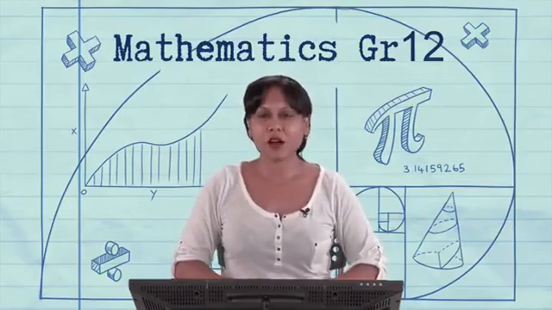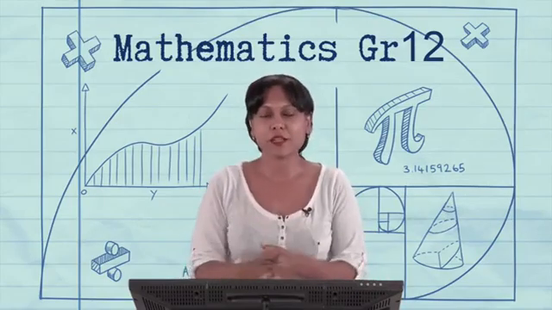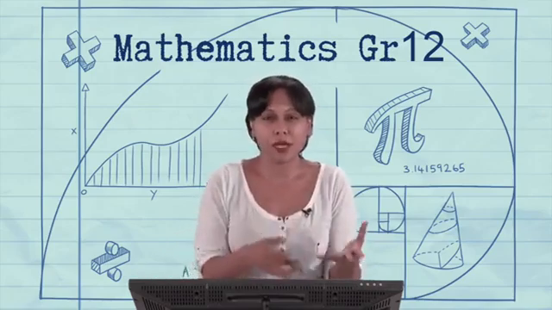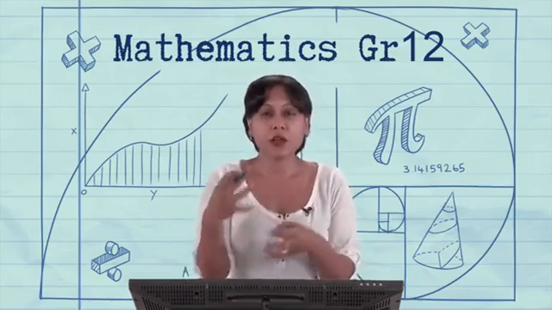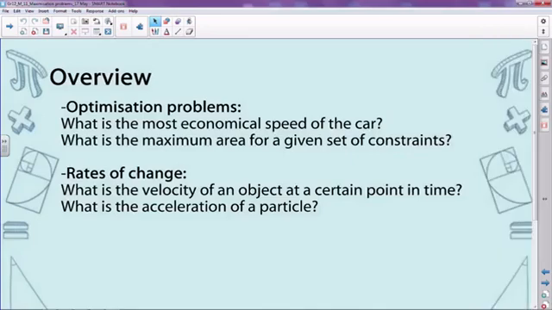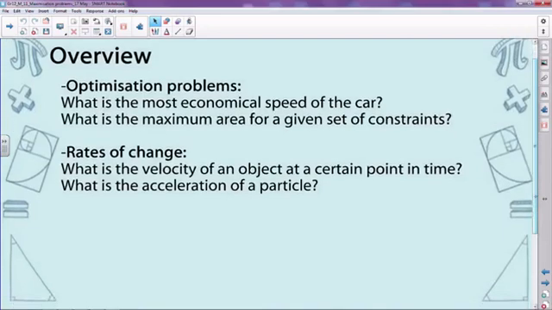Today we're going to be looking at optimization problems, or maximization problems. When we're talking about optimization problems, we're going to be answering questions like, what is the most economical speed of a car? We're also going to look at what is the maximum area for a given set of constraints. And then we're going to look at something called rates of change, which is really what we've been doing all the time, because calculus is all about rates of change. Here we'll talk about what is the velocity of an object at a certain point in time, and what is the acceleration of an object as well.